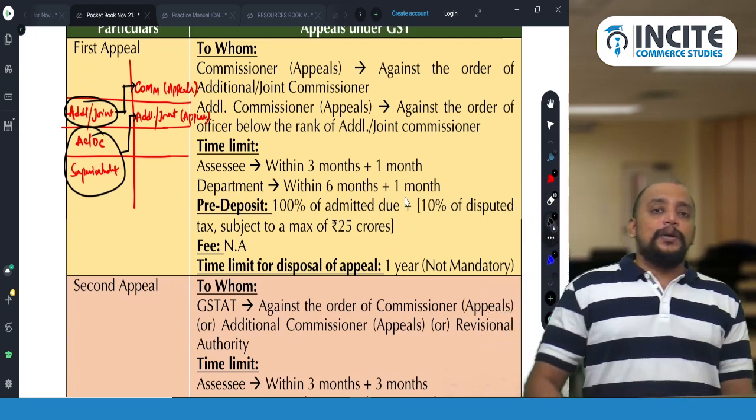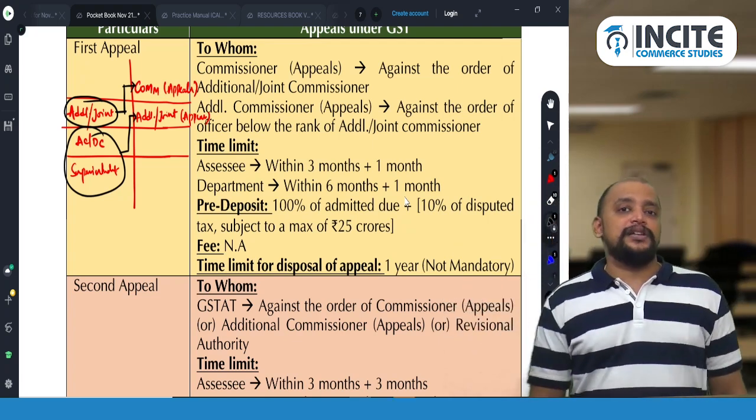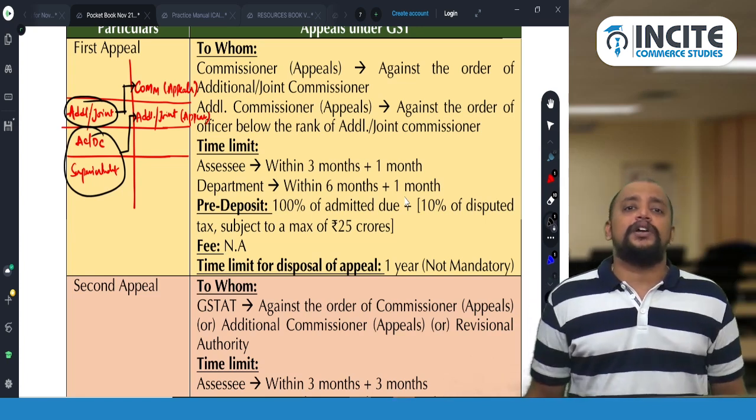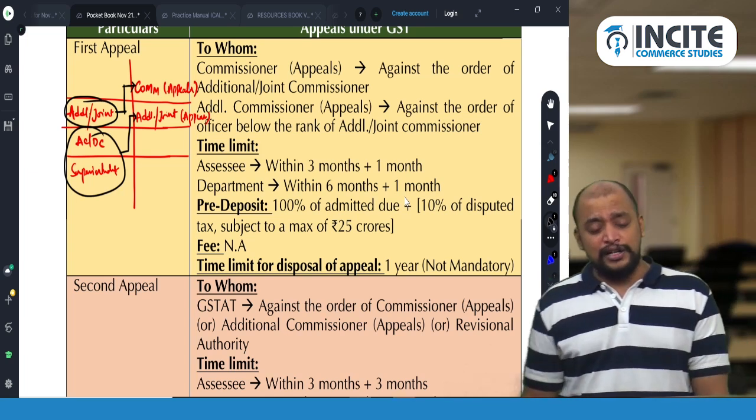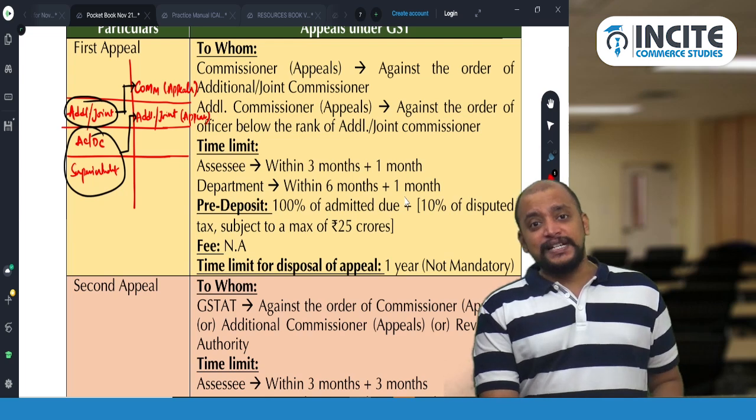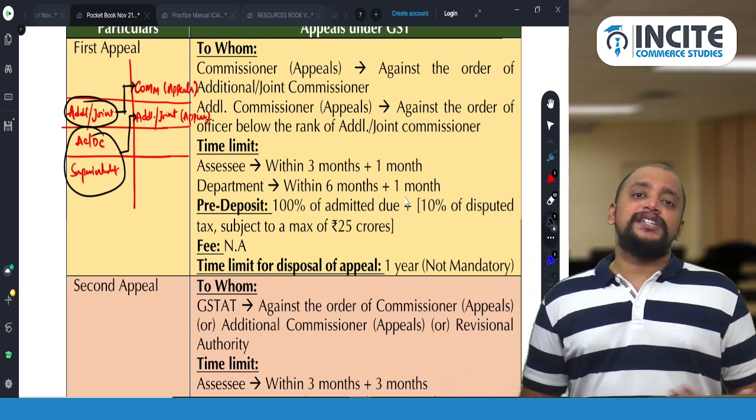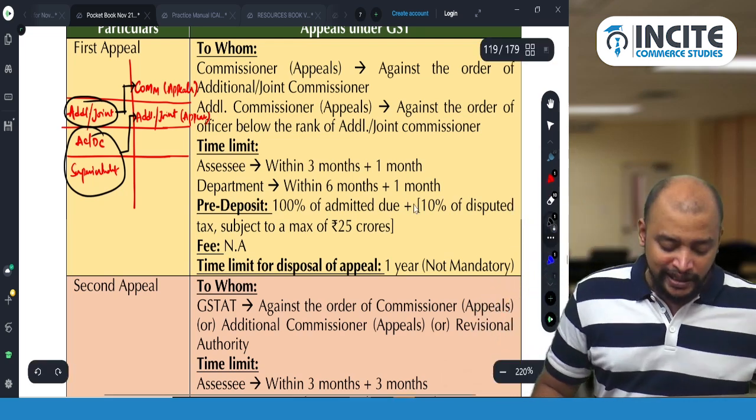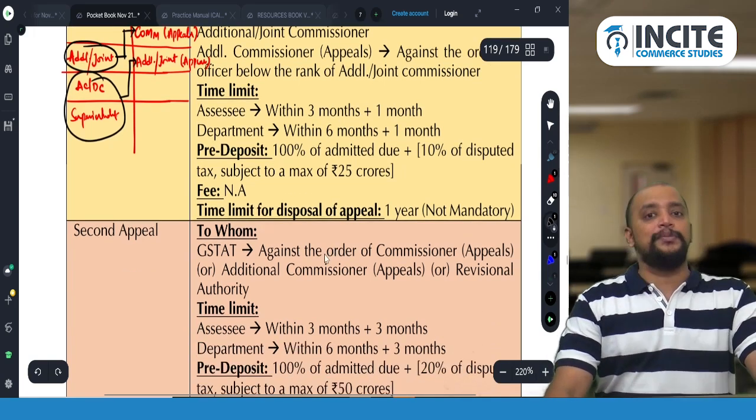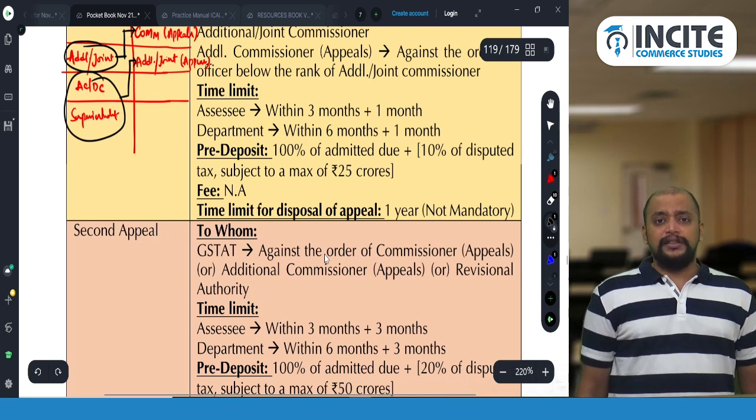Okay. So that will be given to the commissioner appeals, and the commissioner appeals will pass an order, either confirming the adjudication order or modifying it. In that case, the time limit will be 6 months plus 1 month. What does it mean? Condonation of delay, plus 1 month. Assessee also 3 months plus 1 month condonation of delay. This is the time limit. Whereas pre-deposit, that's very important.